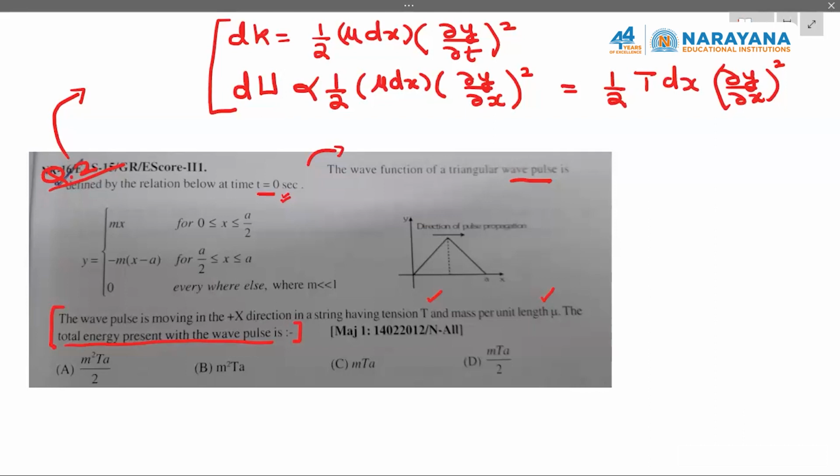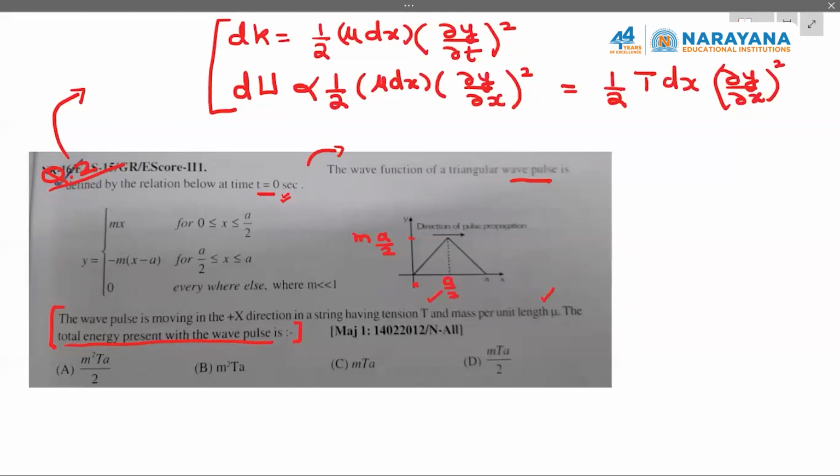Now, I just want to find out the value in the first segment. If you look into the information, this value here is coming out as a by 2, right? This value is m a by 2, right? And these two are congruent. So if you want to find out the energy in this segment, the rest we can easily write.